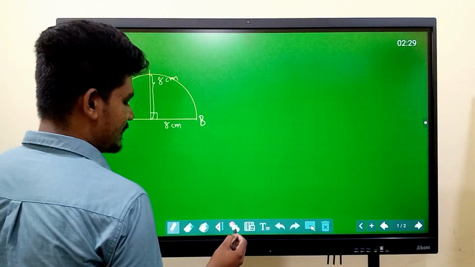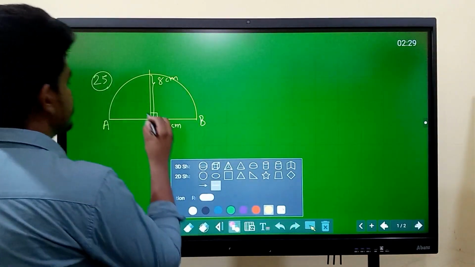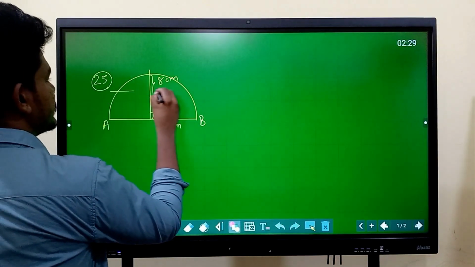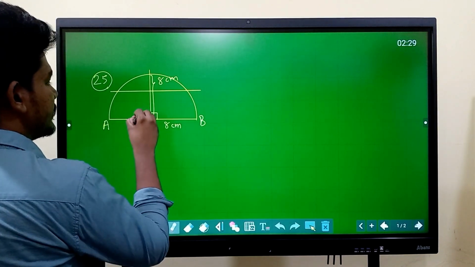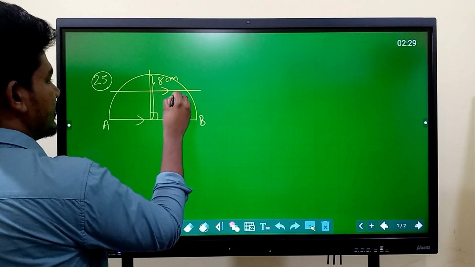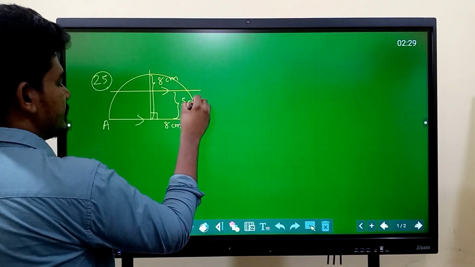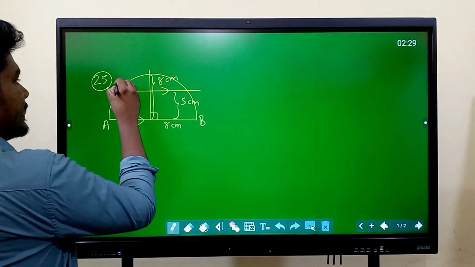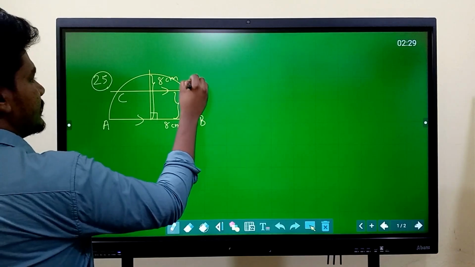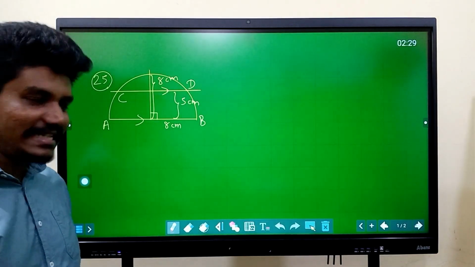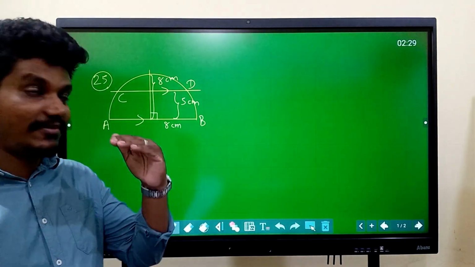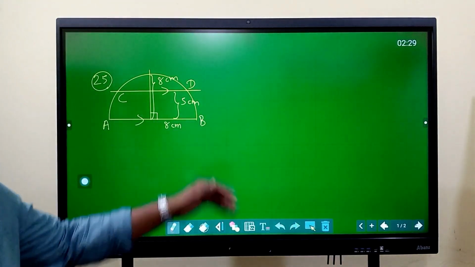Then we are drawing that line segment. Look at this. We have to draw that line segment like this. So that will be a parallel line having a distance of 5 centimeters. Then we can name it as CD. That's how we complete that chord CD, which is 5 centimeters away from the diameter AB.